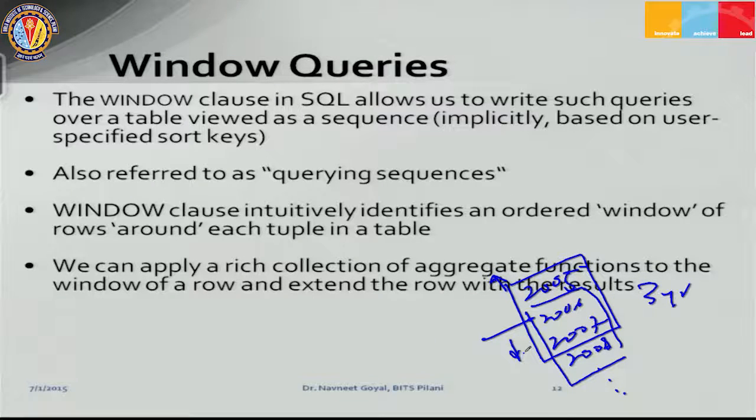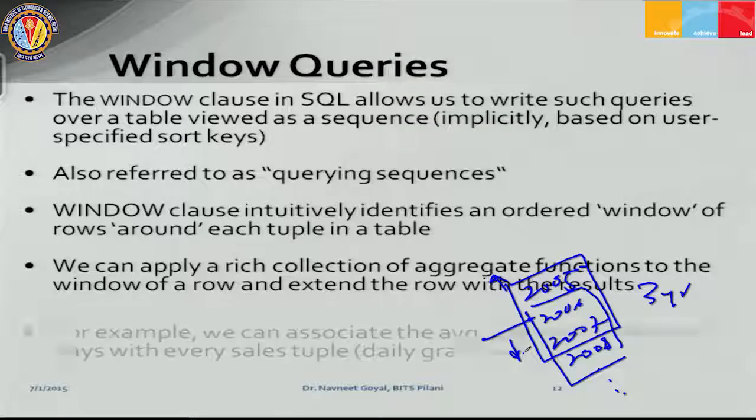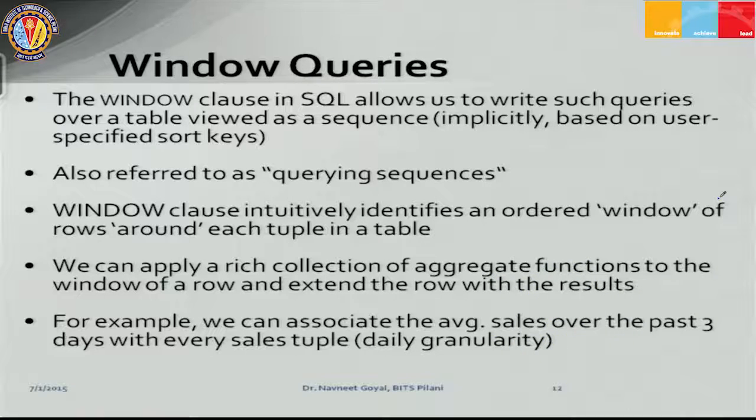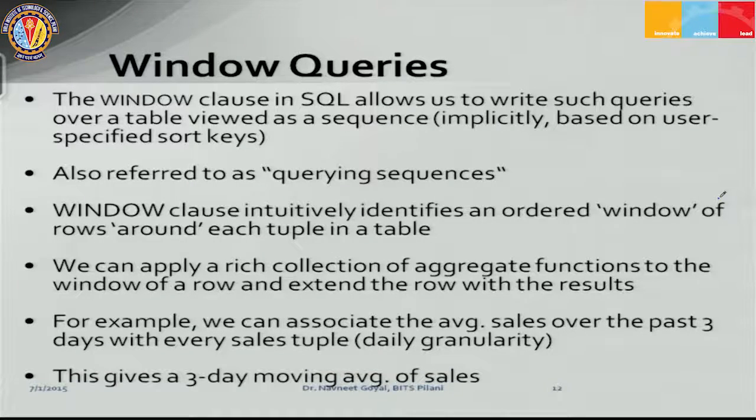So we can apply a rich collection of aggregate functions to the window of a row and extend the row with the results. So let us see how we can do this. So for example, we can associate the average sales over the past 3 days with every sales tuple at a daily granularity, right? So let us see how we can do this. So this gives us a 3-day moving average of sales. So basically the concept of moving averages is introduced.